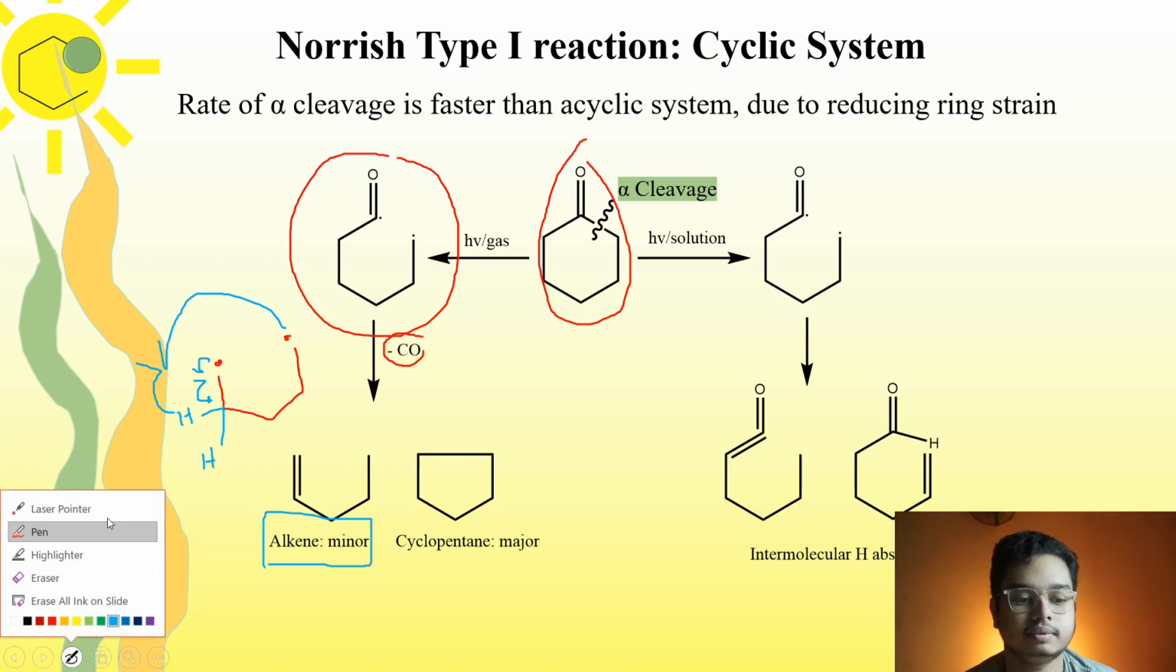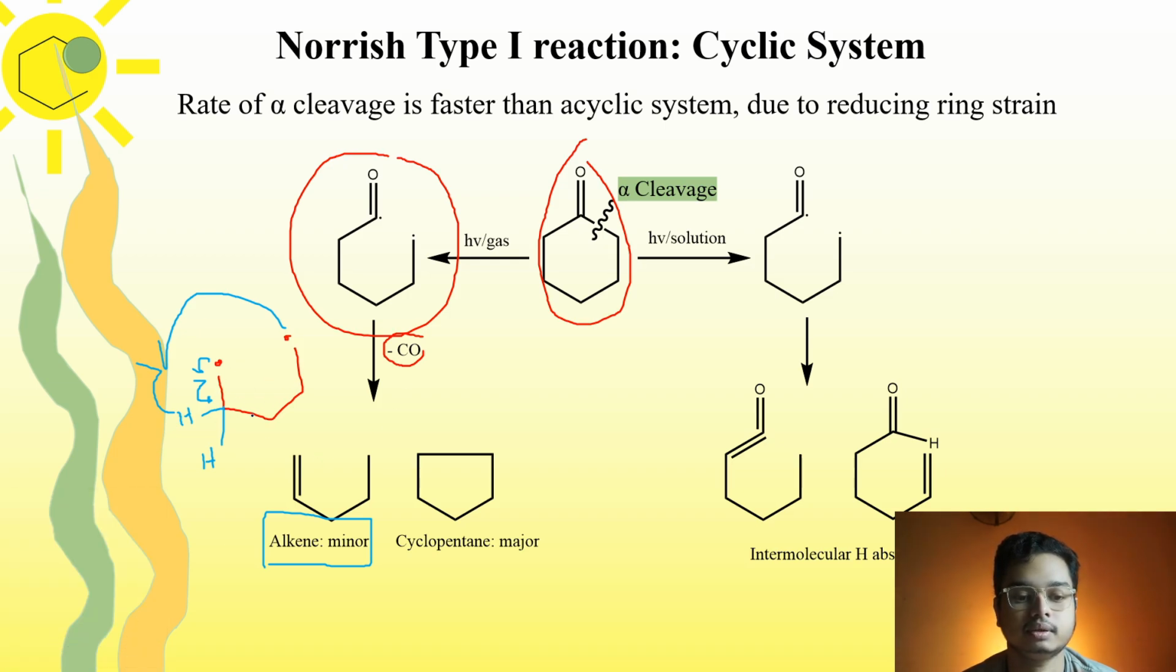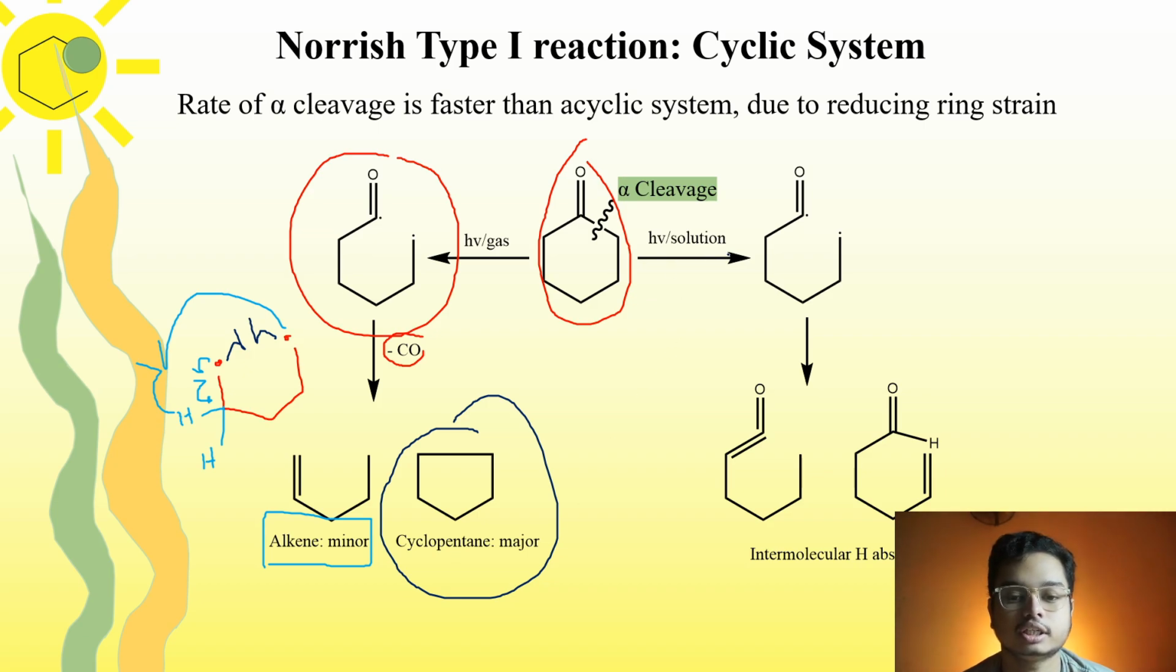And also the other possibility for this particular reaction is this: after decarbonylation, this particular radical is there. Now these two are recombined to generate the cyclopentane, and this is the major product for the gas phase reaction. Now if we talk about the other scenario, where the photochemical reaction in solution phase takes place, then initially the alpha cleavage takes place, and after that it has two possibilities.